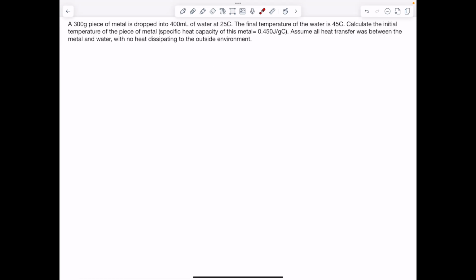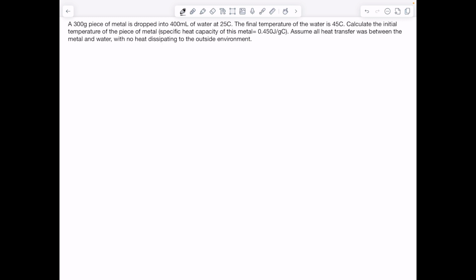So let's solve this question. A 300-gram piece of metal is dropped into 400 milliliters of water at 25 degrees Celsius. The final temperature of the water is 45 degrees Celsius. Calculate the initial temperature of the piece of metal. Specific heat capacity of this metal is 0.450 joules per gram Celsius. Assume all heat transfer was between the metal and water with no heat dissipating to the outside environment.